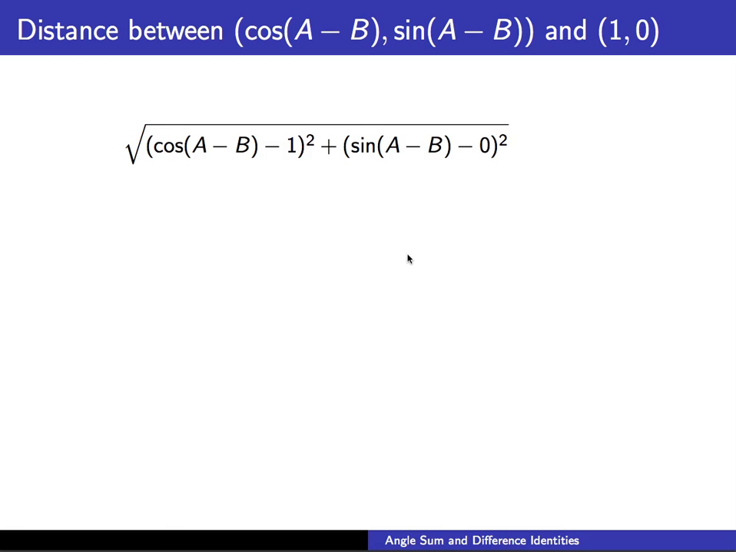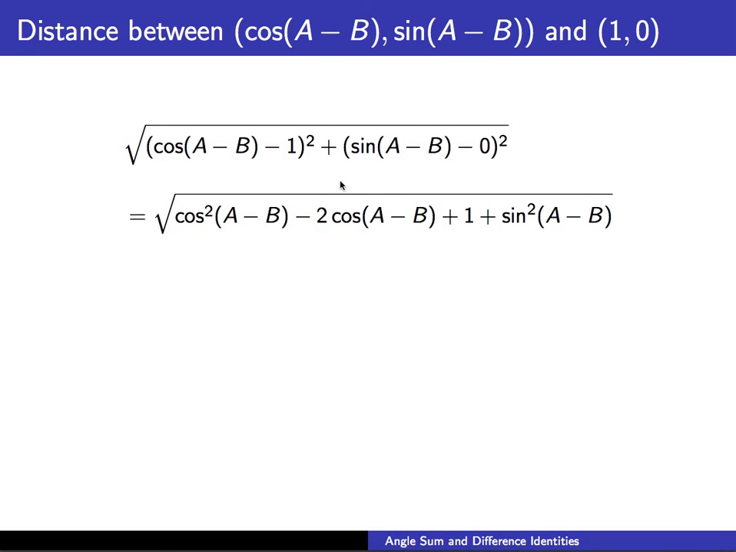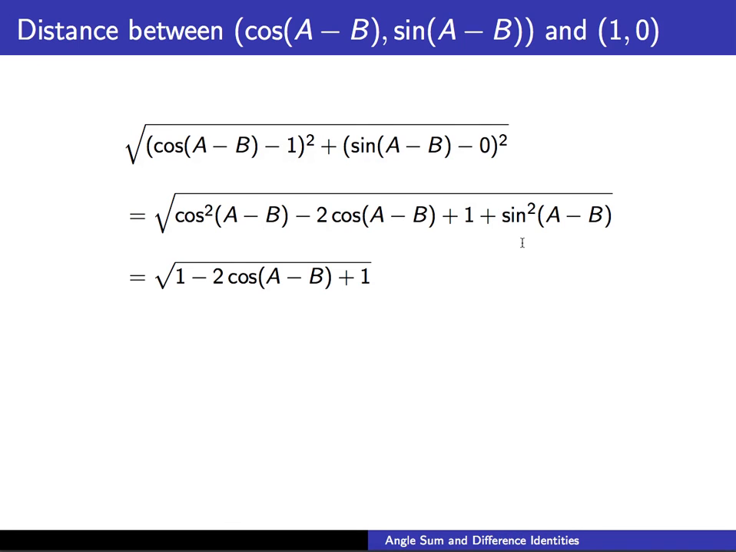Multiplying this out, we end up with this nice radicand expression in here. Here we have cosine squared of A minus B plus sine squared of A minus B. And again, even if it's A minus B, if it's cosine squared plus sine squared of something, it's always going to equal 1, as long as those angles are the same. So cosine squared plus sine squared is 1. Combining the like terms, we have 2 minus 2 cosine of A minus B.